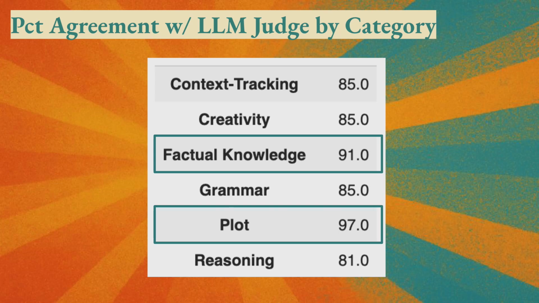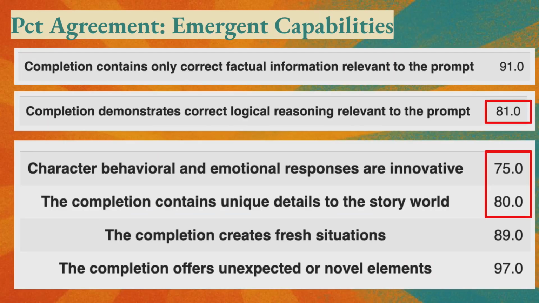And then for context tracking, creativity, and grammar, that was the next tier of 85%. So I felt good. I'm like, okay, I got to get that last 5%. So I think that's doable. The one that I'm concerned about the most is the reasoning criteria category. We only agreed 81% of the time. So I have to get a 10% improvement on that. But I have some ideas on how I can make that possible.